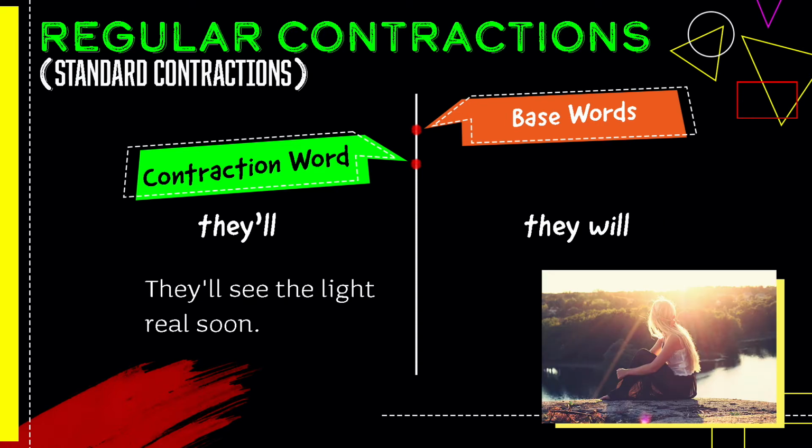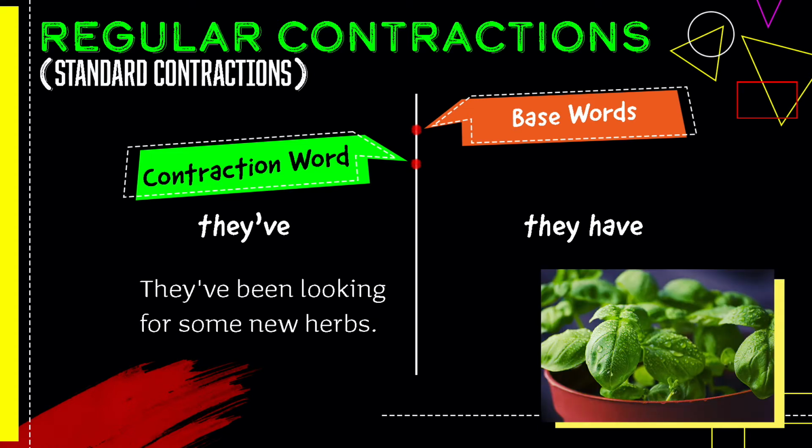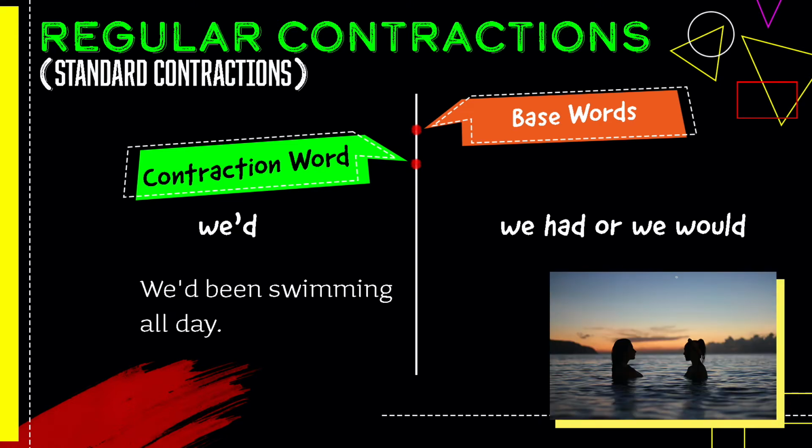They will. Contraction: they'll. They'll see the light real soon. They have. Contraction: they've. They've been looking for some new herbs. We had or we would. Contraction: we'd. We'd been swimming all day.